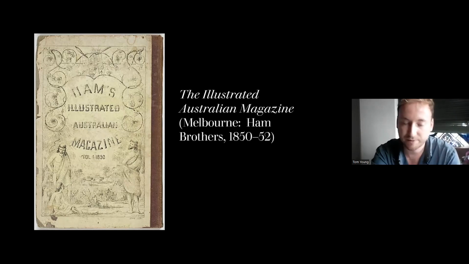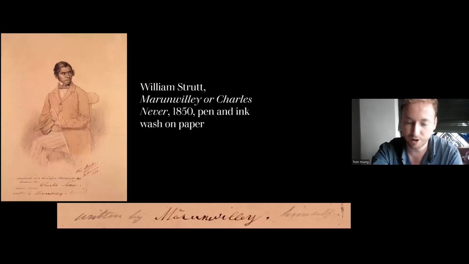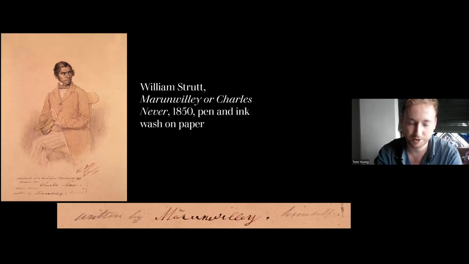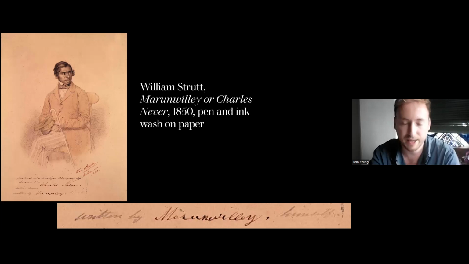The print was taken after an 1850 sketch by William Strutt, by which the artist had solicited autographs of Maranwali's English and Aboriginal names and stated that these were, quote, written by himself. I think the resulting lithograph raises intensely difficult questions about the extent to which Maranwali consented to being pictured, whether he approved of the image, and whether he would have responded favorably to its broader dissemination.